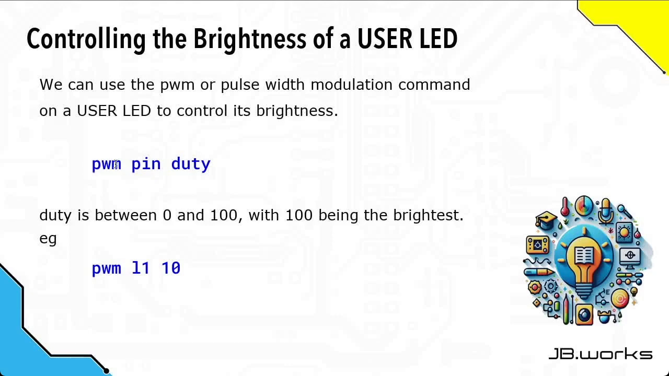So the command is PWM, then pin, and then duty. For example, if I wanted to make user LED number 1 at 10% brightness, I would go PWM space L1 space 10. And this is how we'll control the brightness of user LED number 1.